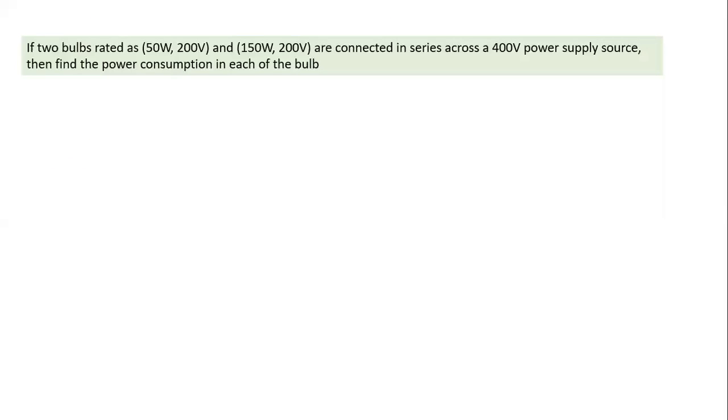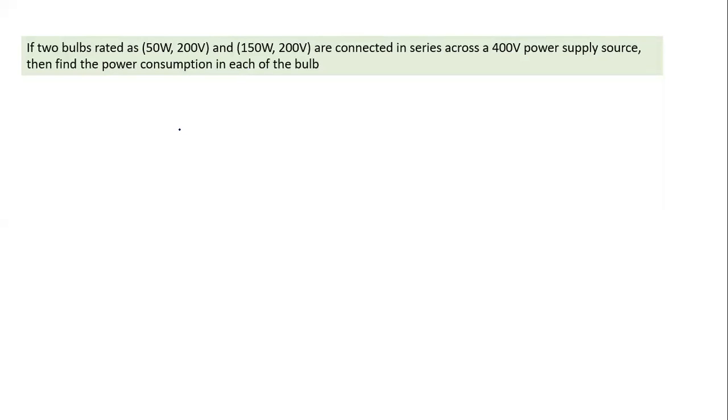Let's look at some simpler application questions related to power consumption. This is a common kind of question. Just assume two bulbs rated. Typically all electrical appliances have a rating, a power and the voltage at which it should be operated. This power consumption is when it is connected to this voltage. The two bulbs, one is 500 watts, another is 150 watts. For simplicity, I have taken 200 volts. They are connected in series across a 400 volt power supply. What is the power consumption in each bulb?